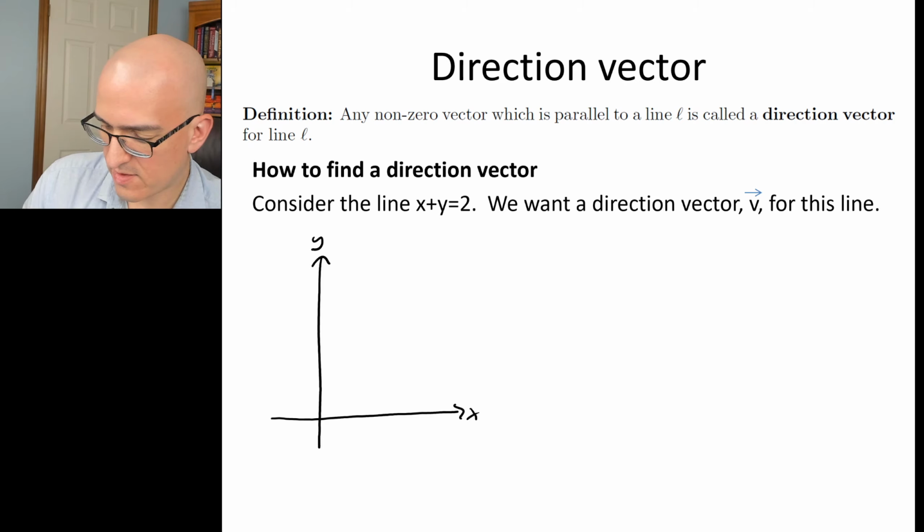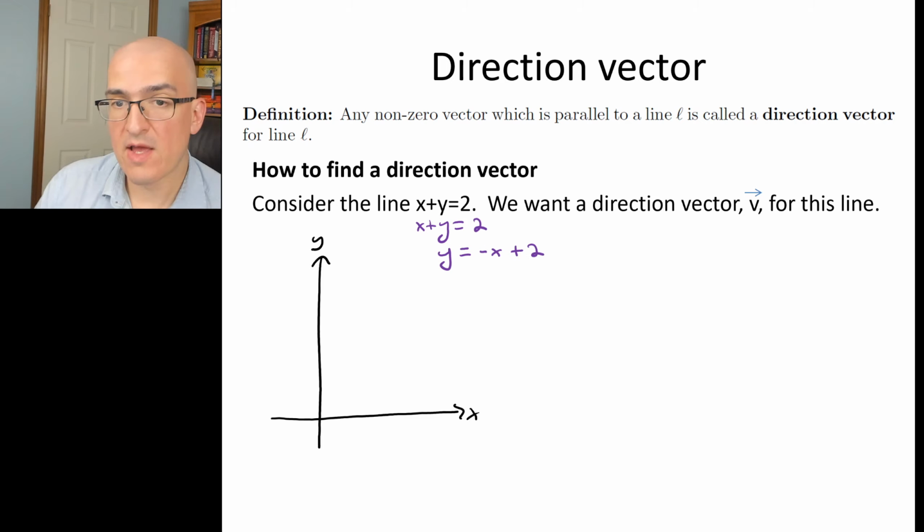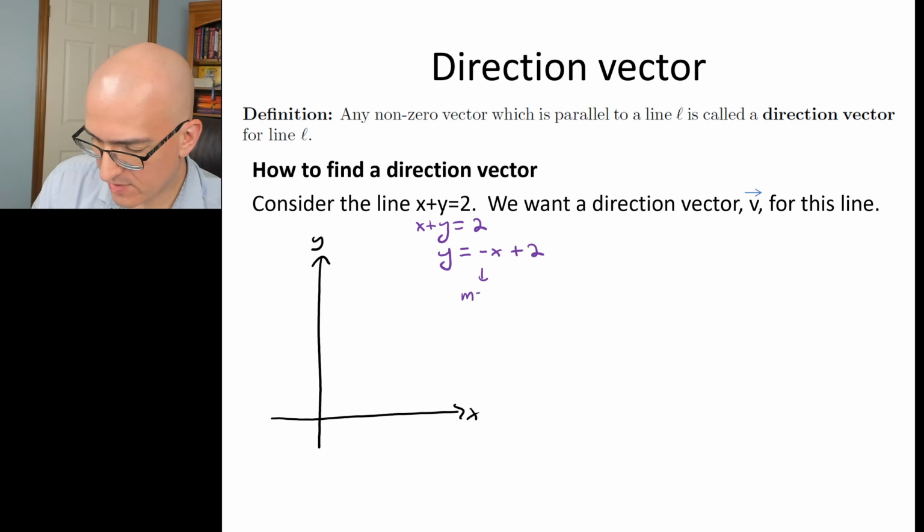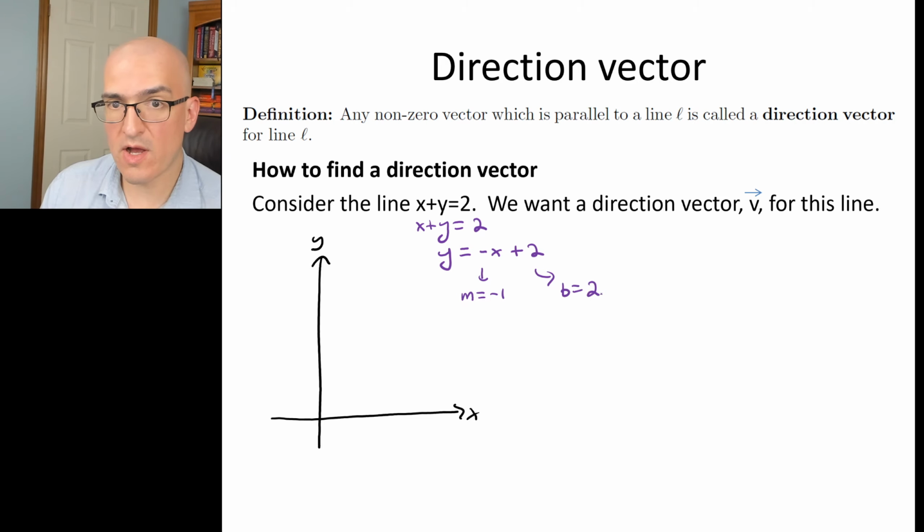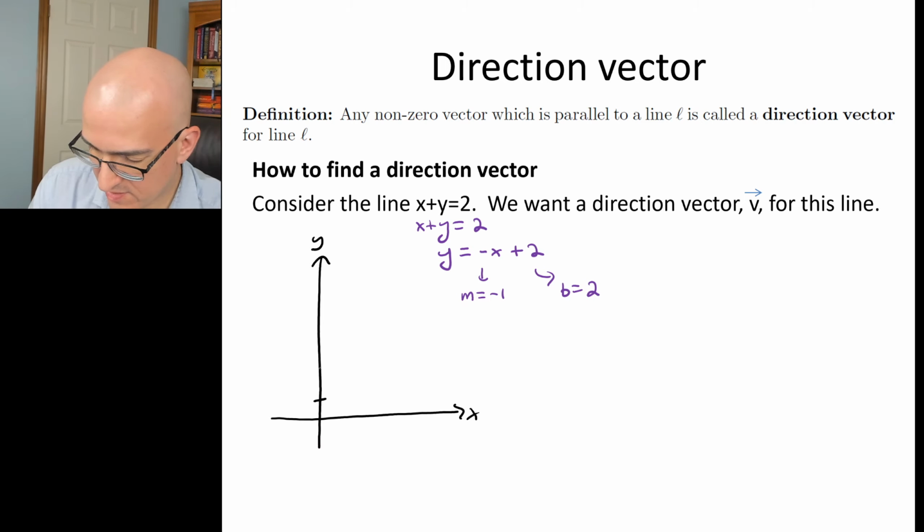So I have x plus y is equal to 2. I'm going to subtract x from both sides, so y is equal to negative x plus 2. That's a line that has a slope of negative 1. So m equals negative 1, and b equals 2. So I'll draw that line. Intercept of positive 2. I've got to draw some tick marks there, I guess. 1, 2, 3, 4, 5. Maybe some negatives. Okay.